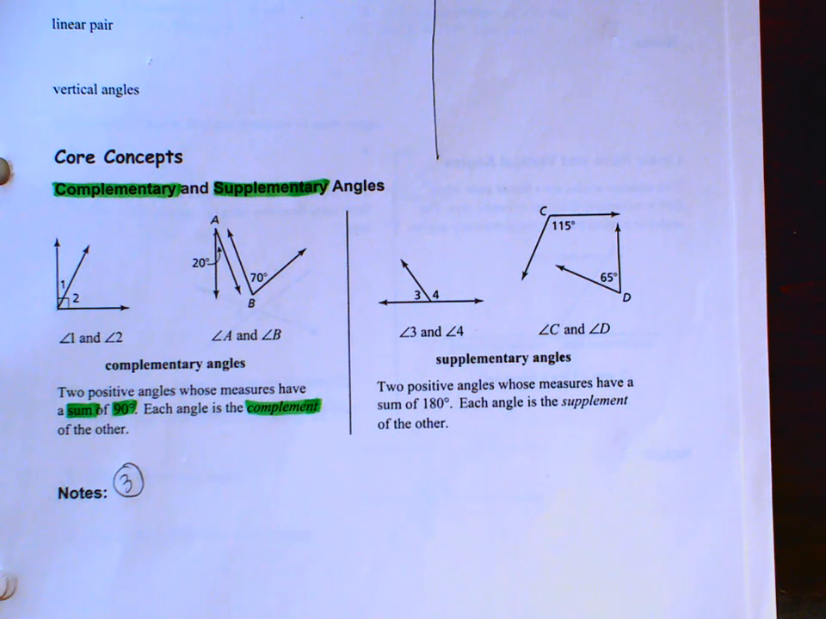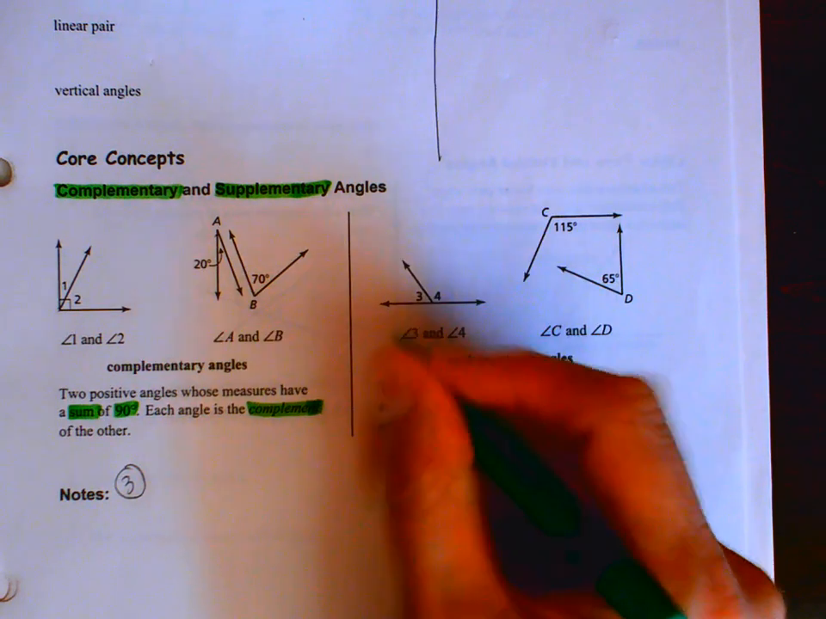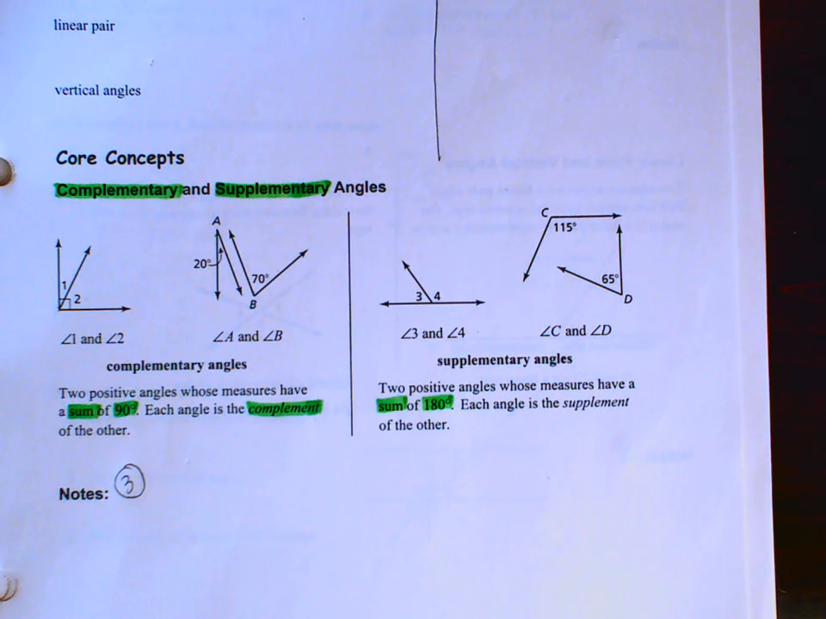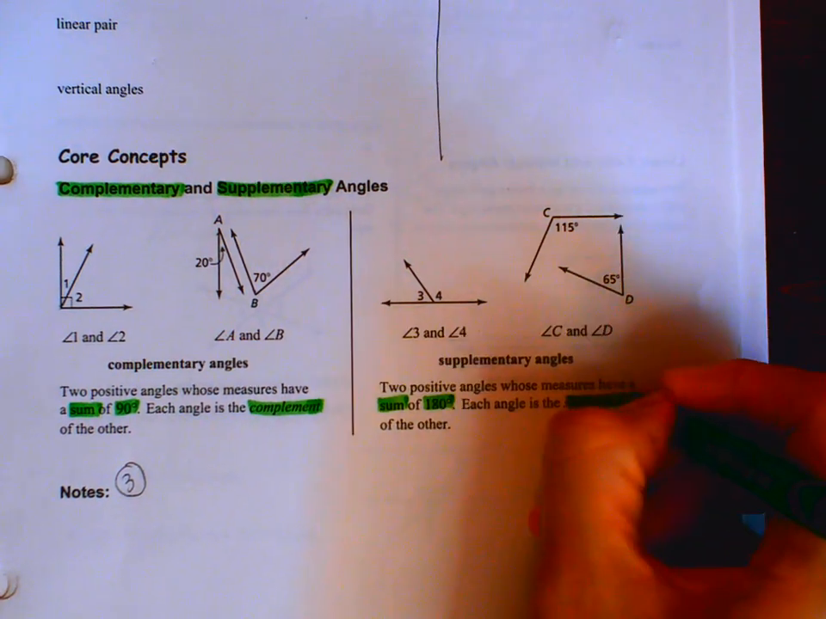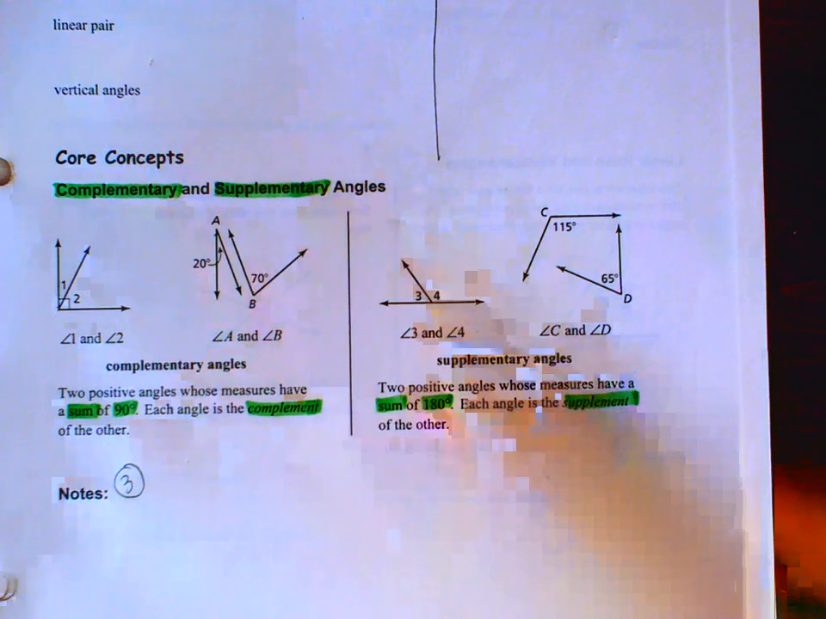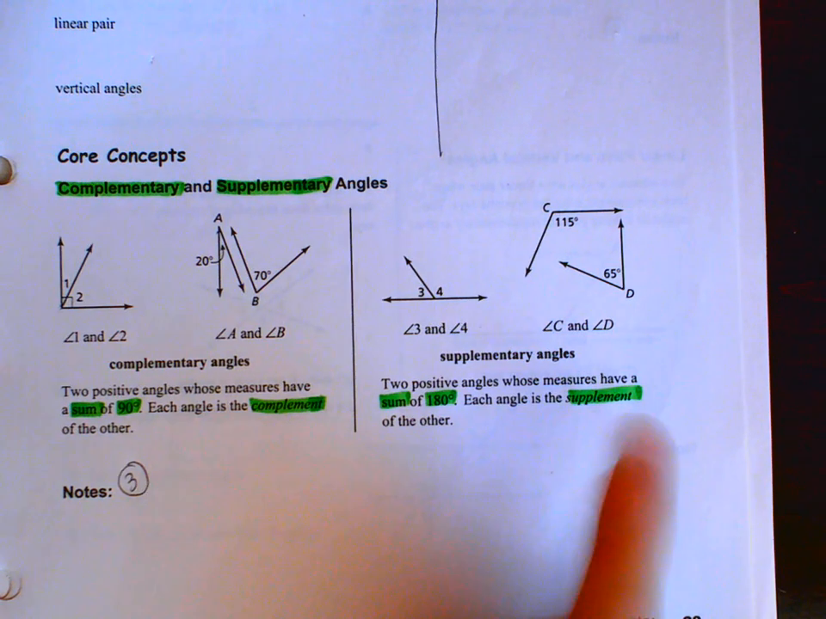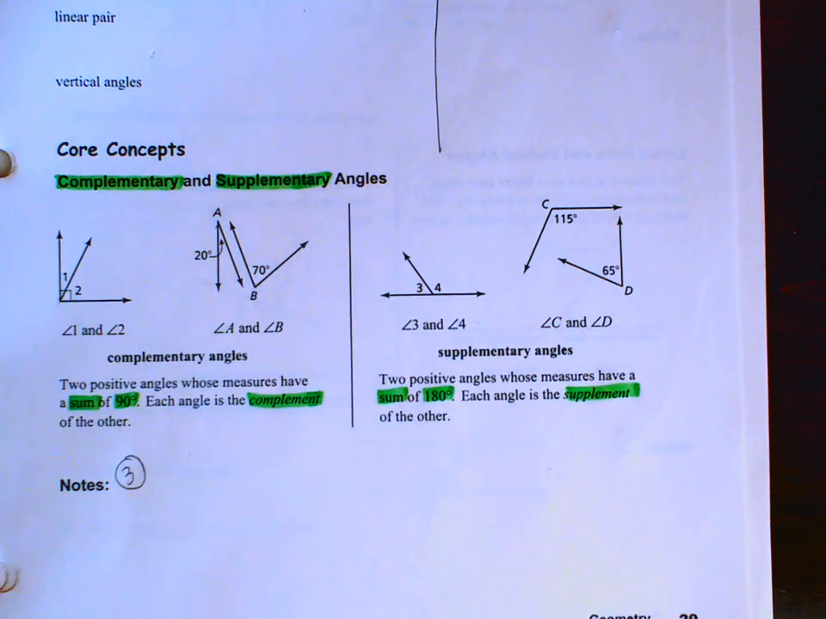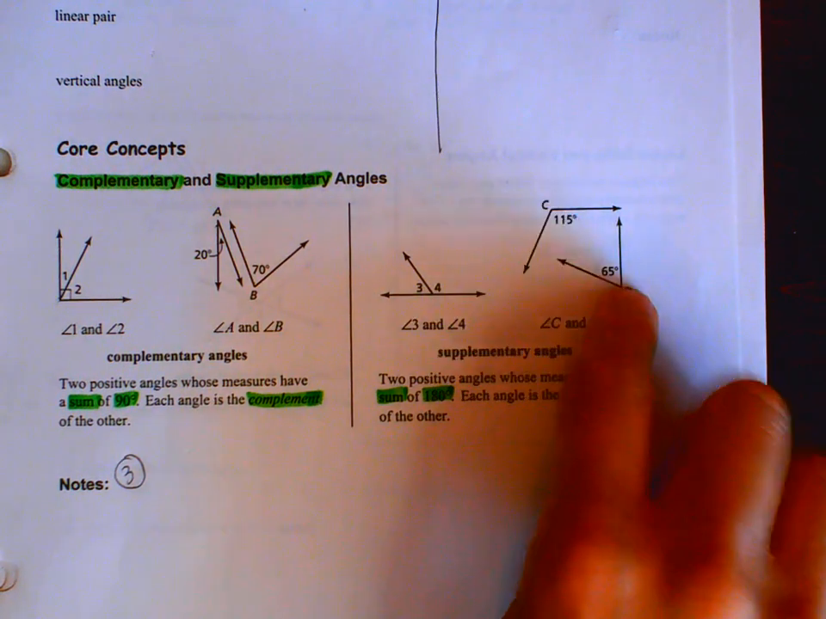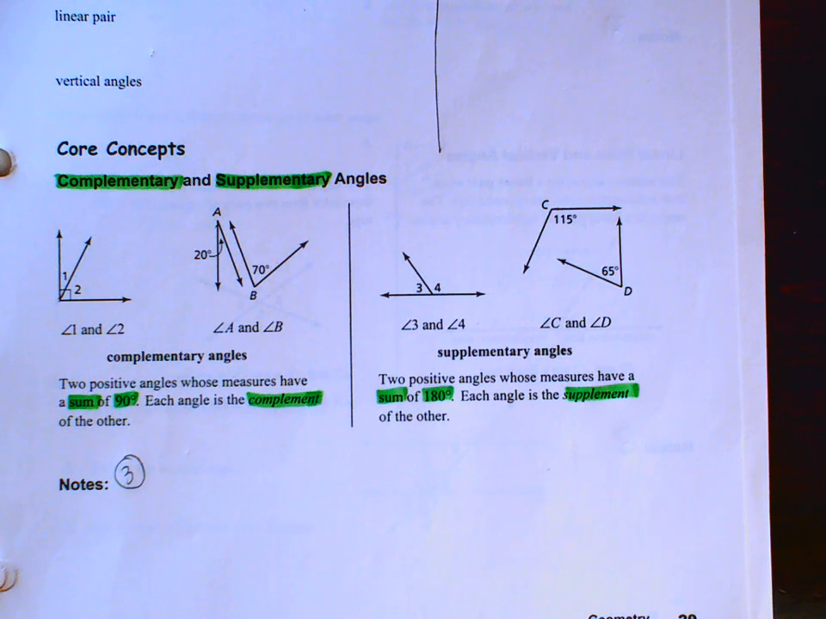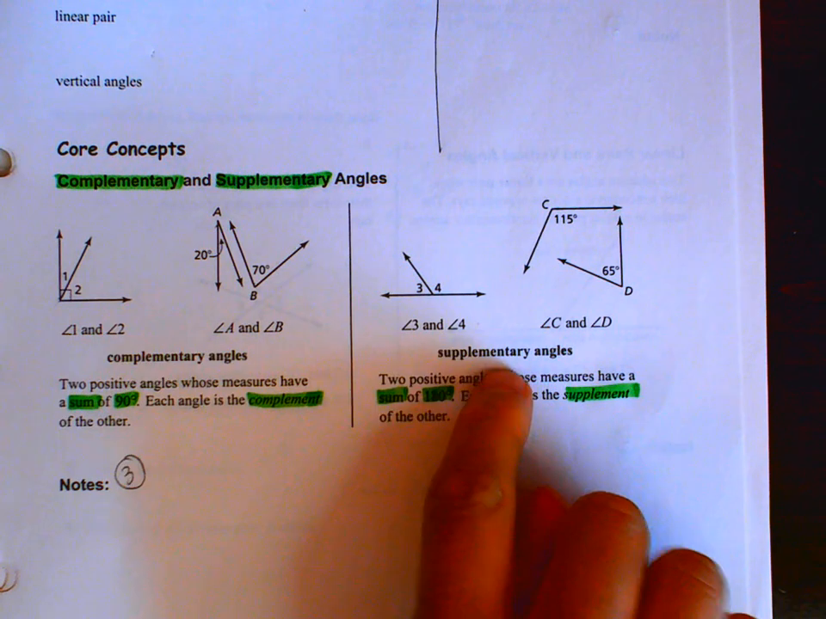On the right-hand side, you have the supplementary angles. It's the same idea. The only difference is that the sum, in this case, is 180 degrees, and each angle is called the supplement of the other. You need to know the difference between the complement and the supplement because they mean two different things. Similarly, on this one, sometimes the vertices are not going to be the same. Like this one and this one, they have a different vertex. But if you add the measurements of those angles, they add up to 180 degrees, making them supplementary.